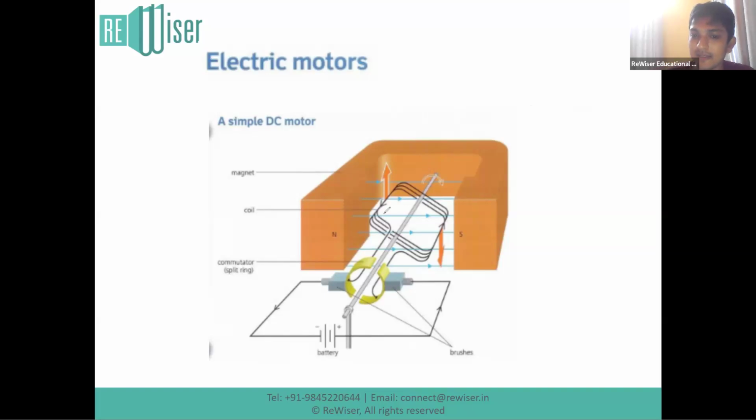The setup is very simple. There is a rectangular coil that is placed between two powerful north and south poles of a permanent magnet. This is a U-shaped magnet. Here you have a commutator which consists of a split ring. They're called split because they're exactly split in the middle, and a carbon brush. Let me name the split rings so it's easier for you. I'll name this split ring S1, this ring S2. I'll name this carbon brush B1, this brush B2.